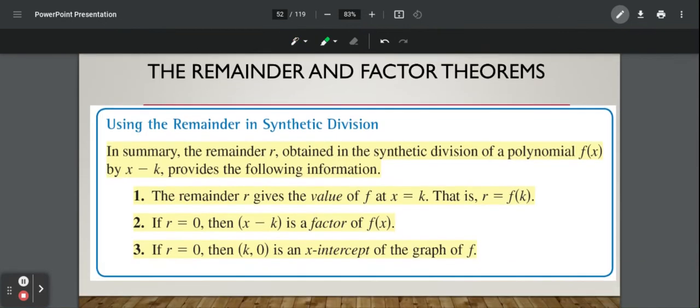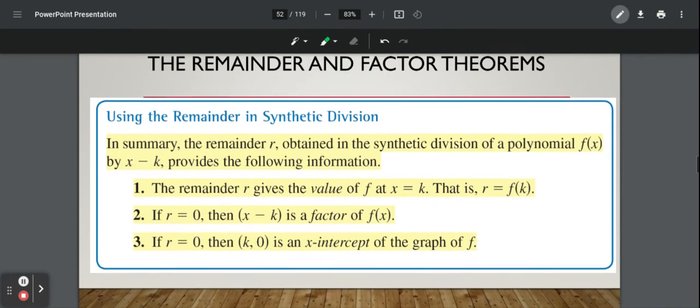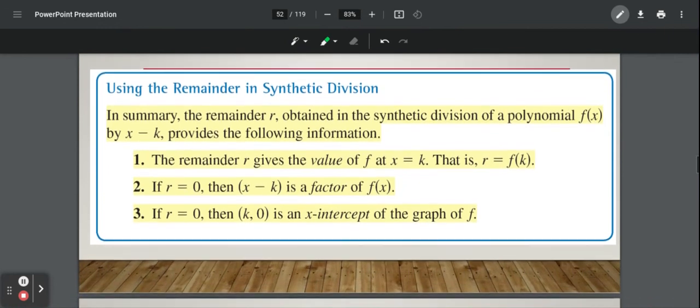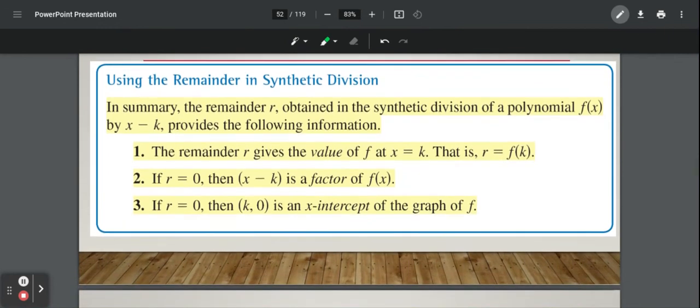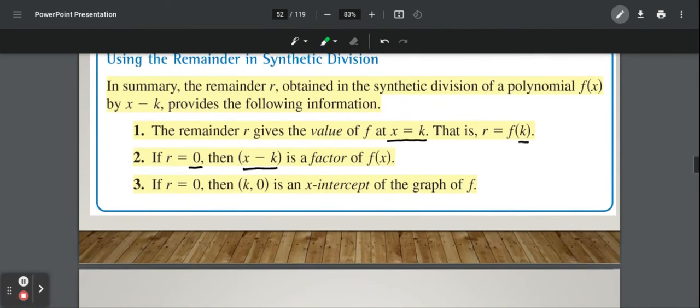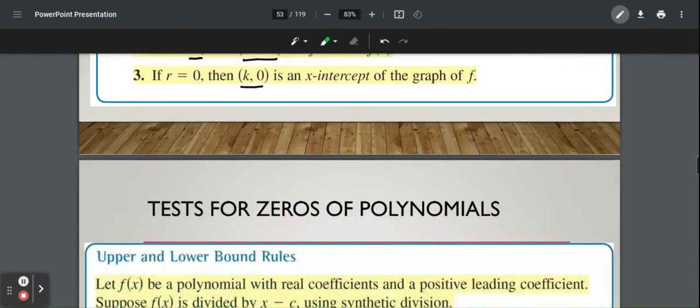All right, so the remainder and factor theorems, using the remainder in synthetic division: just a reminder that the remainder gives the value of f(k), that is, x equals k, if you were to plug k back into your original function. Remember that if the remainder is 0, then whatever that k value was, you can write that x minus k is a factor. And if the remainder is 0, then (k, 0) is also an x-intercept.